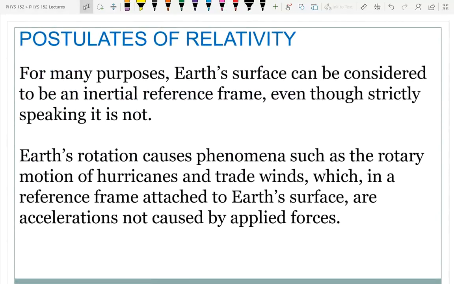So some postulates of relativity. First, we have things we're going to ignore. Is the Earth accelerating?